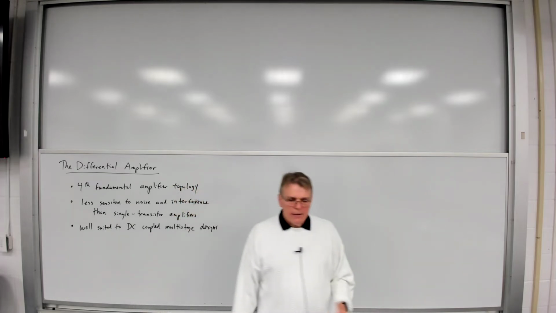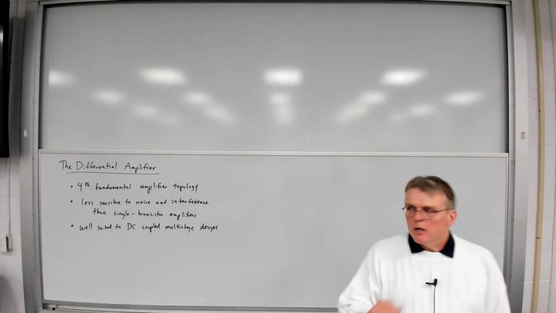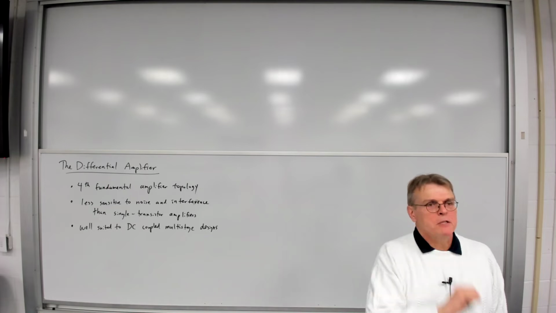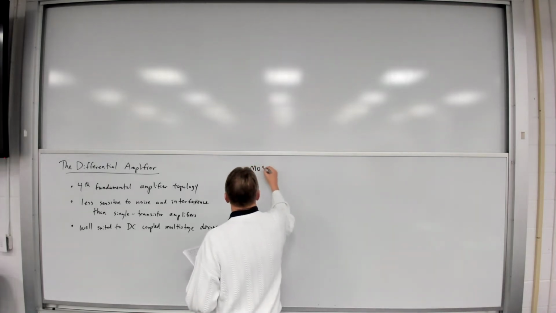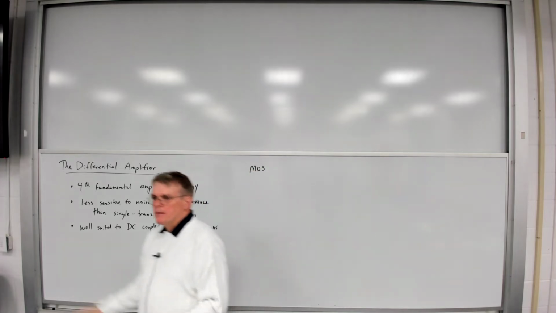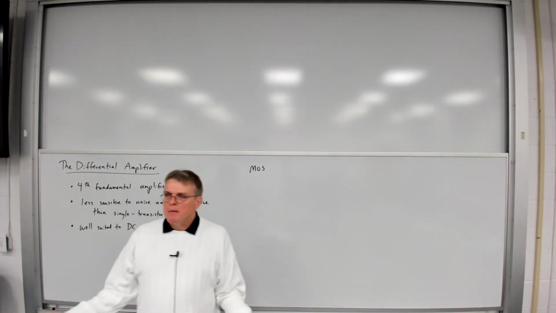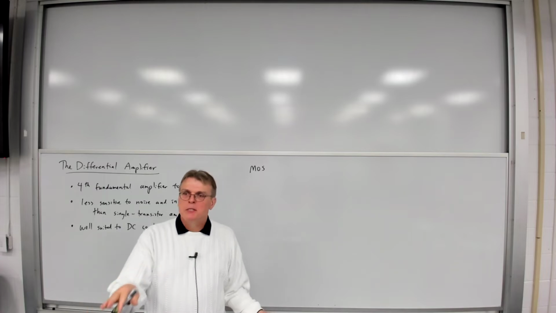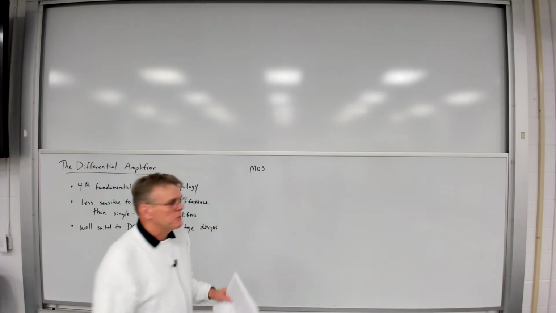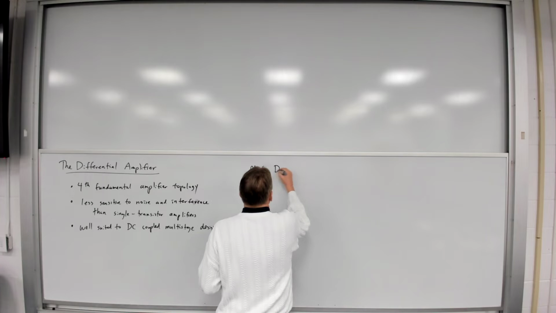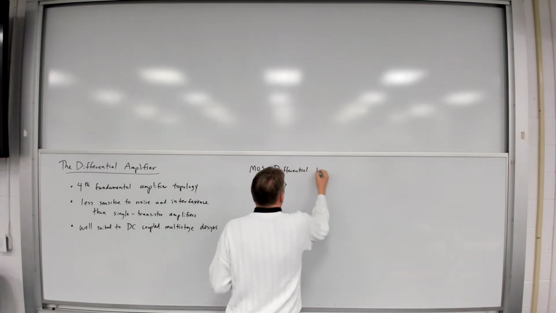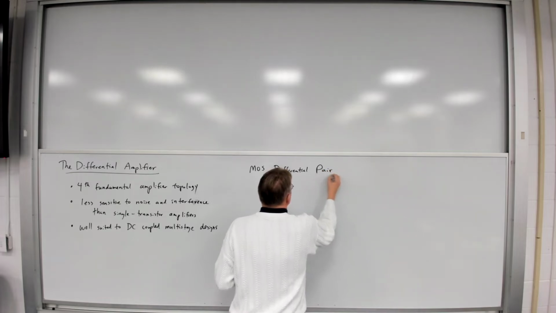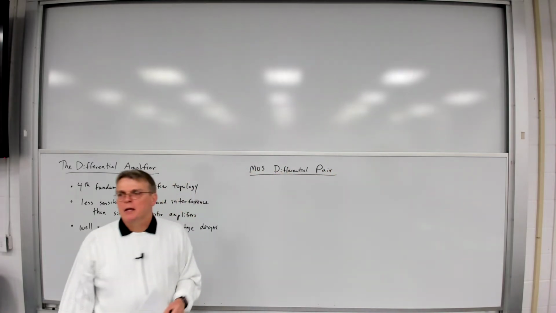So let's look at the differential amplifier, and we're going to start by looking at the most basic topology. Now I could do this with either BJTs or MOSFETs, but since MOSFETs are really more common and the small signal diagram is a little bit simpler, we're going to start with the MOS differential. Let's look at what's called the MOS differential pair, which is the simplest form of a differential amplifier.